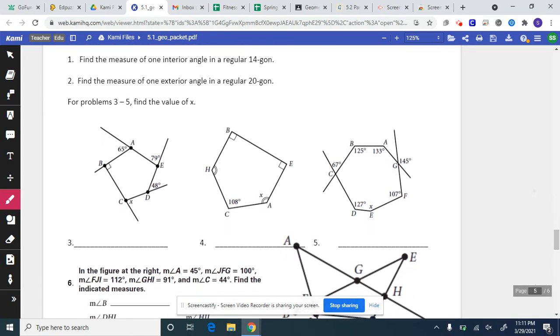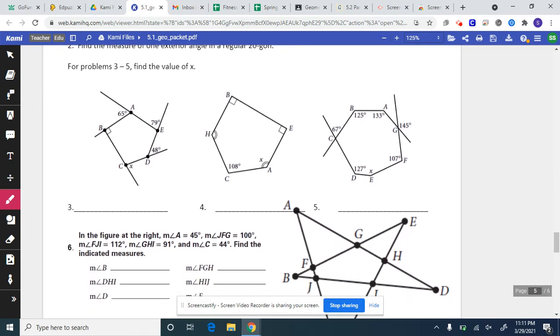So I'm going to jump to number 3. These are the ones that are kind of like puzzles a little bit. So if you look at number 3, you can see that mostly we have exterior angles, and X is also an exterior angle. So I'm going to be using exterior angles to solve this.